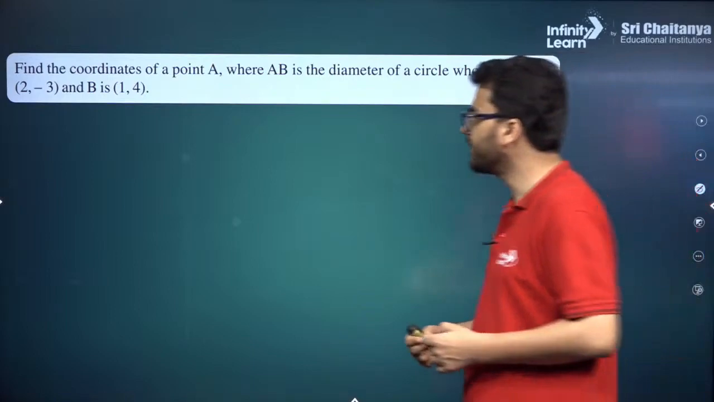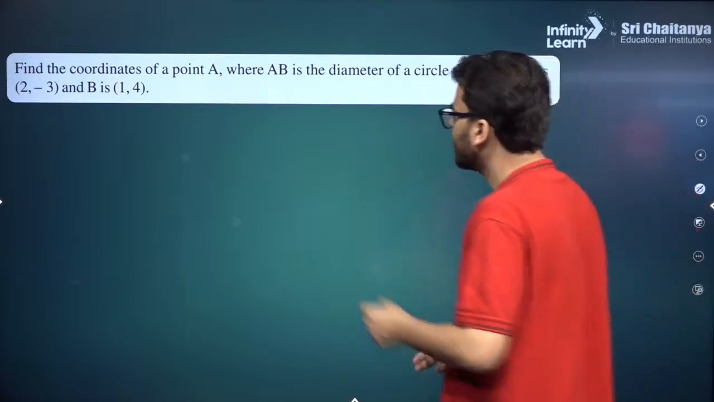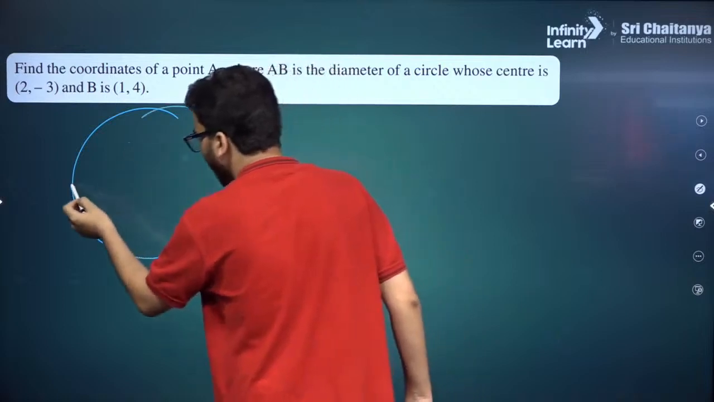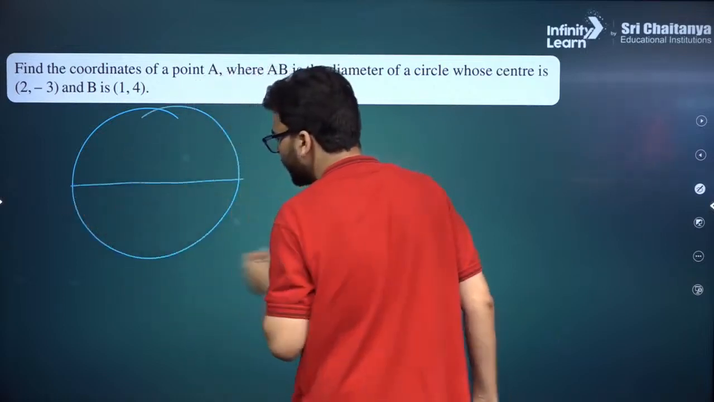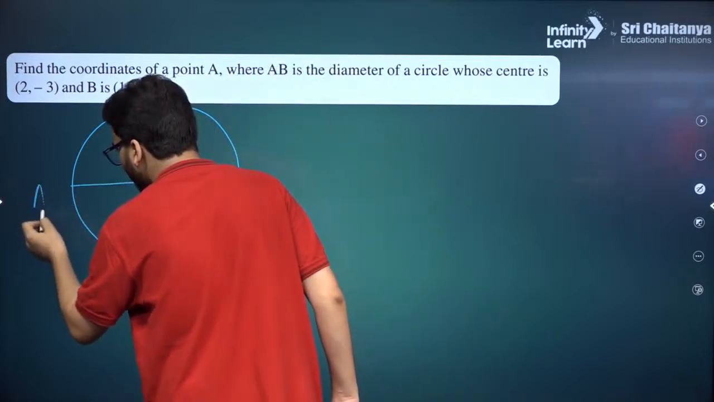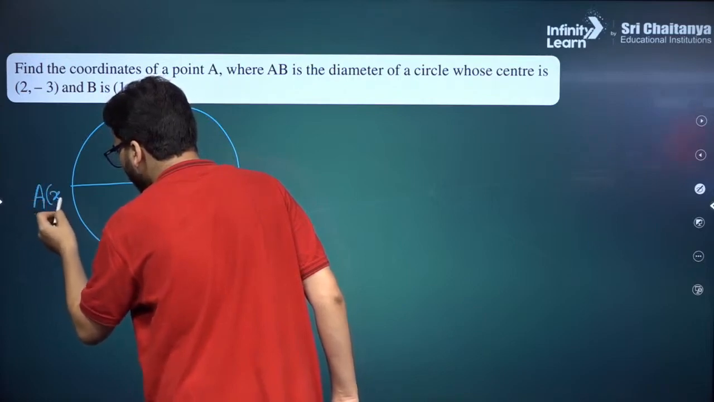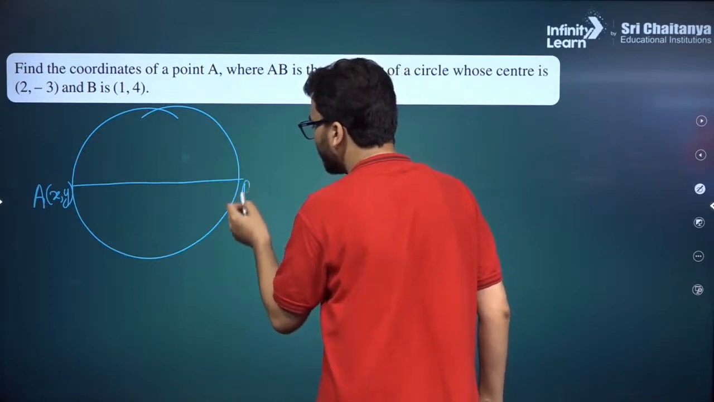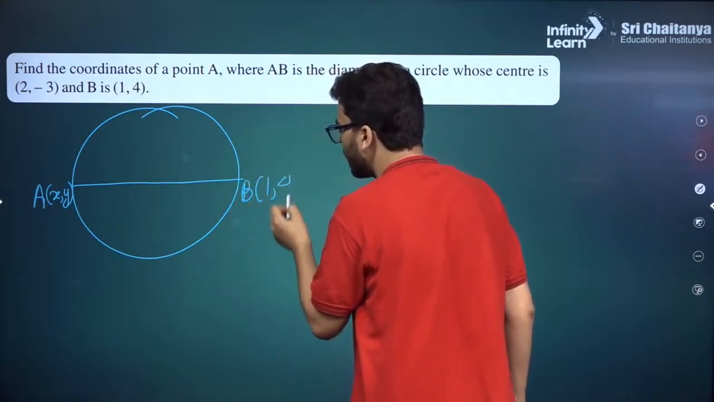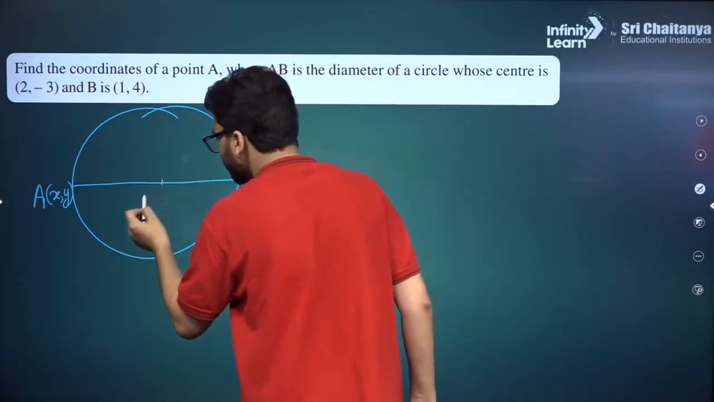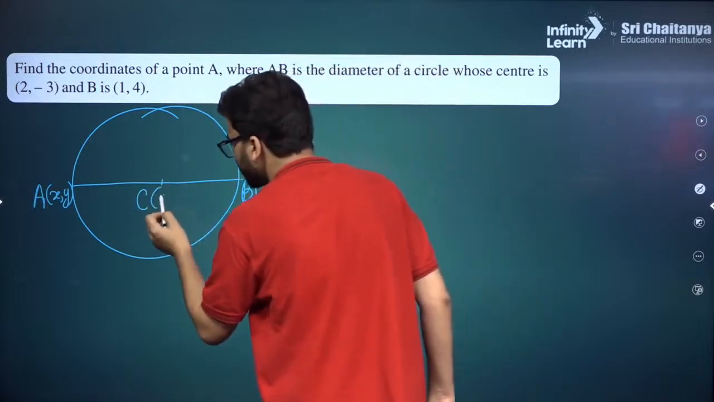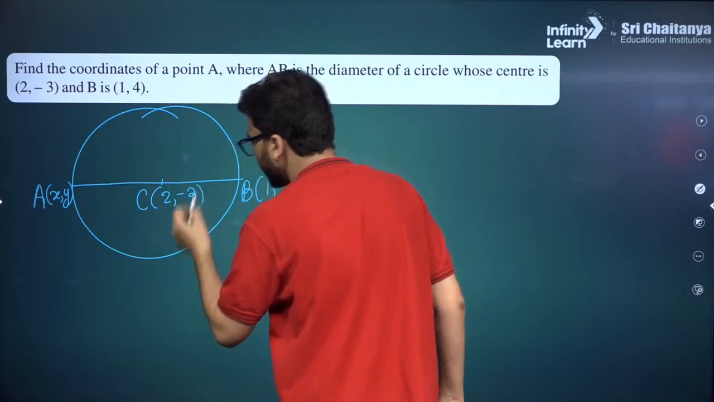So over here it is given, find the coordinates of a point A, where AB is the diameter. So you can make this circle in rough, and a diameter is given to you. A is one end point of it. You have to find the coordinates of A. Suppose it is x comma y, and the coordinates of B are also given, that is 1 comma 4, and the coordinates of the center of the circle is given. Center is 2 comma minus 3. This is 2 comma minus 3, right?